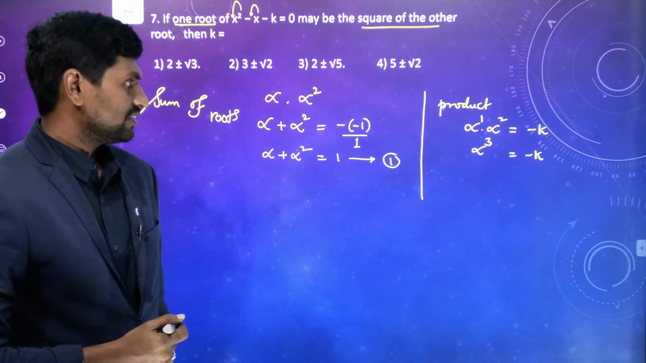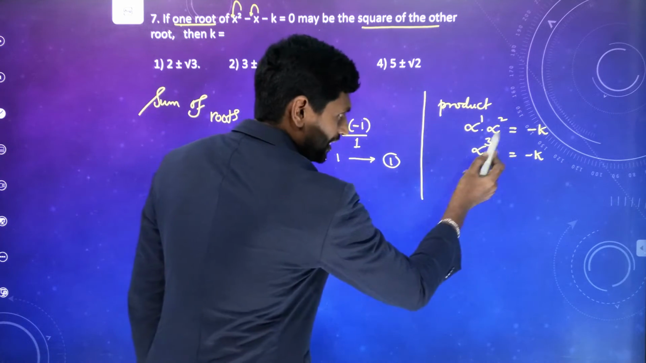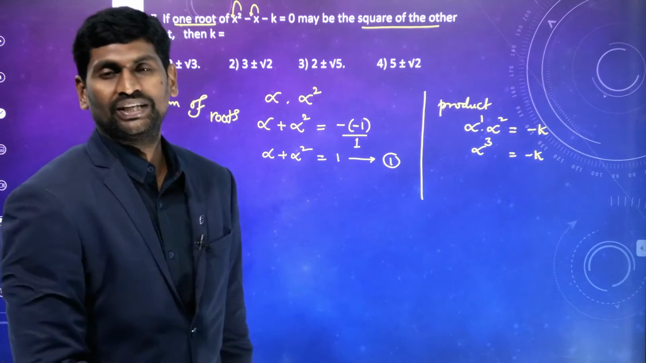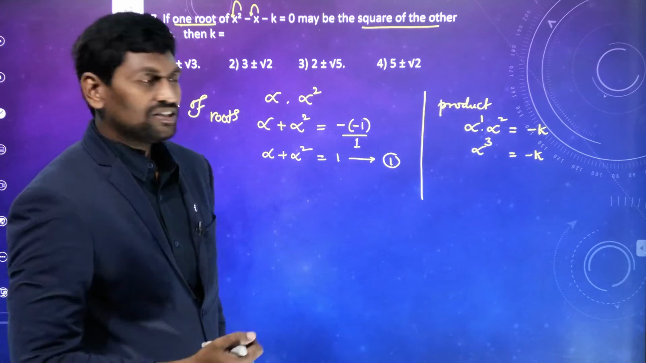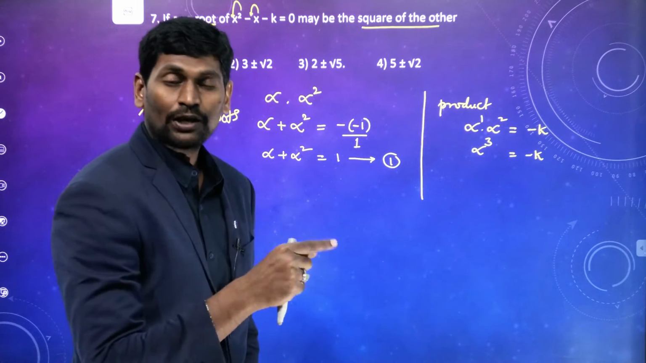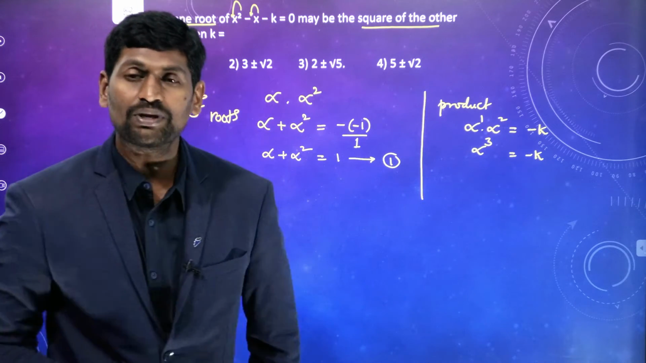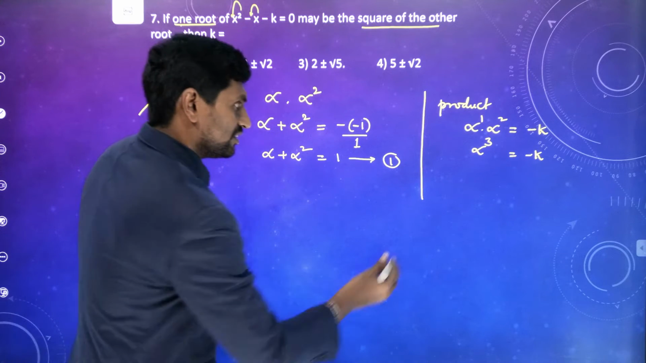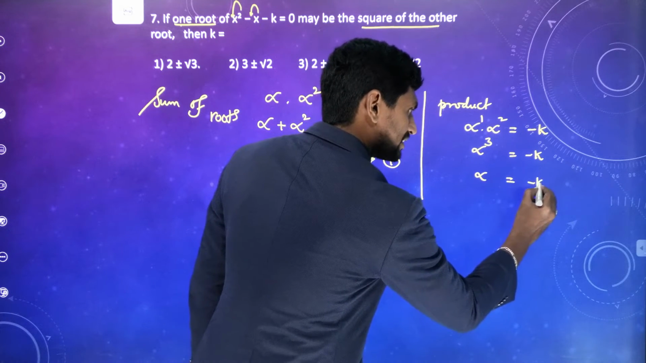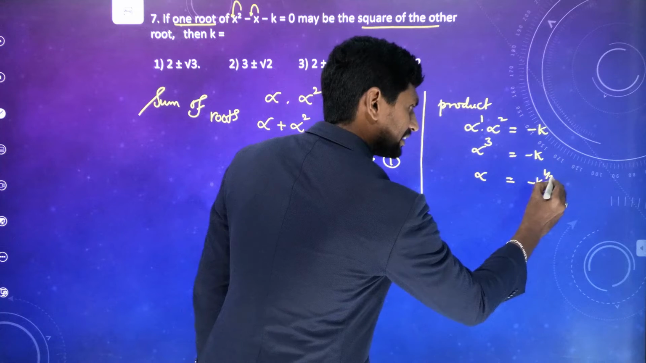Okay? Now when you transpose this exponent towards the right side, it will be 1 by. So cube means 1 by 3, square means 1 by 2. Alpha power 4, when you transpose that side, it will be 1 by 4. So according to this, I can write alpha equal to minus k power 1 by 3.